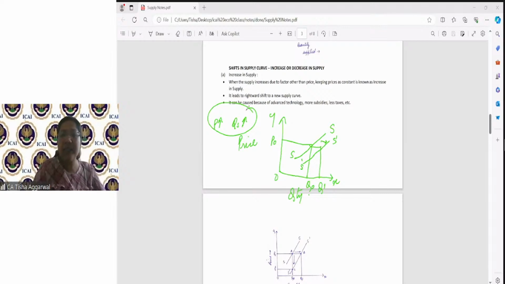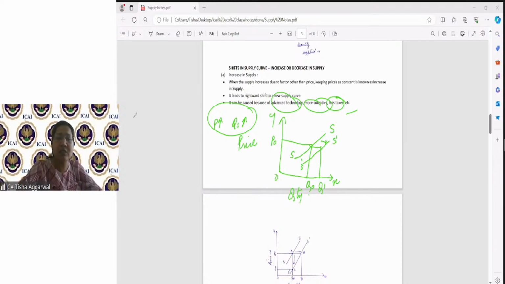So in an increase in supply, when there is a scenario wherein the quantity increases with the increase in price, it is what is known as the rightward shift to a new supply curve. Okay, this could be due to better technology, more subsidies, less taxes, etc. Okay, but it could be a vice versa situation also.